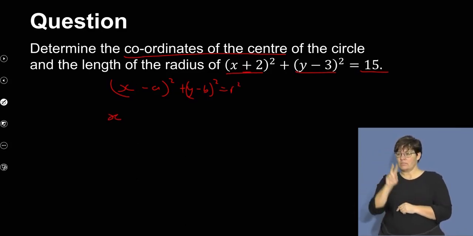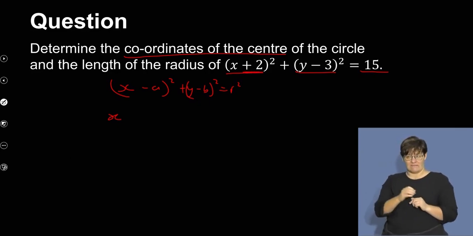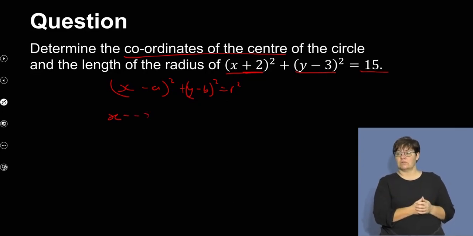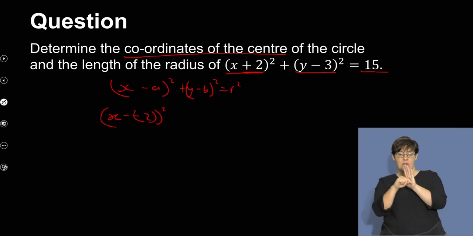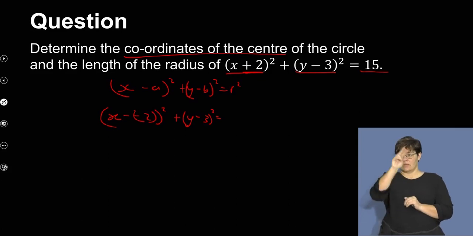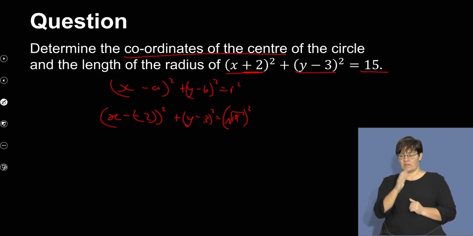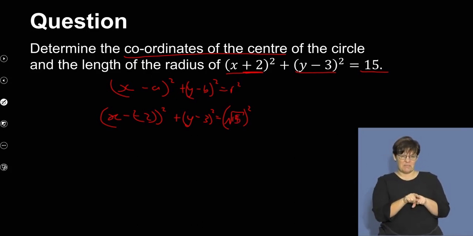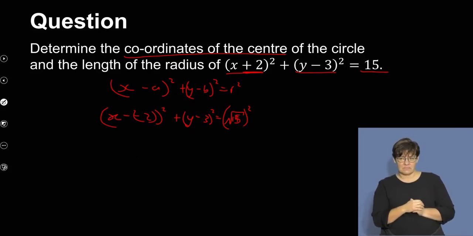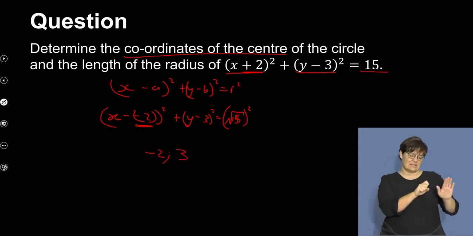Does everybody see that that needs to be a minus, but currently it's a plus? And so what I'm going to do is I'm going to go (x minus -2) squared, and this is going to be (y minus 3) squared, and that there I'm going to write as the square root of 15 squared, exactly like we were doing with the questions previously. So does everybody see now, now that I've got it in standard form, that my center is at -2? Well, the x-coordinate is -2, and the y-coordinate is 3.